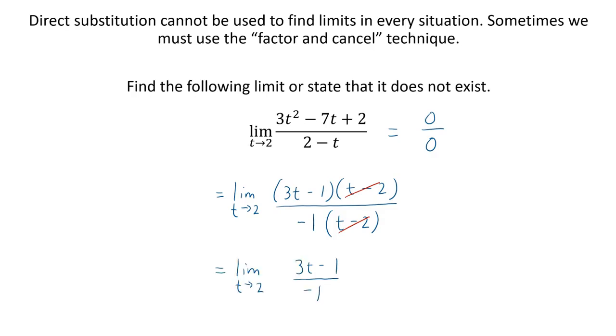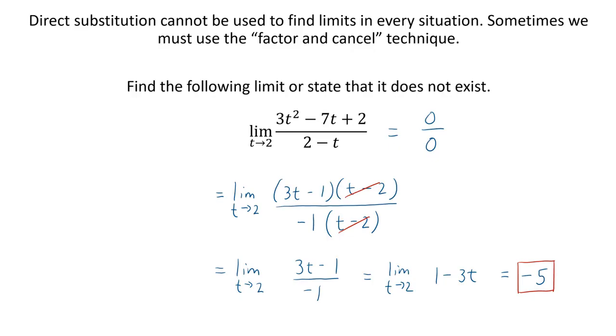And that gives us the limit as t approaches 2 of 3t minus 1 over negative 1, or the limit as t approaches 2 of 1 minus 3t. Now this is just the limit of a polynomial function, and we can use direct substitution to find the value of the limit. So substitute 2 in for t. And we find that the limit is negative 5. This factor and cancel technique will come in handy when we're trying to find the limits of rational functions.